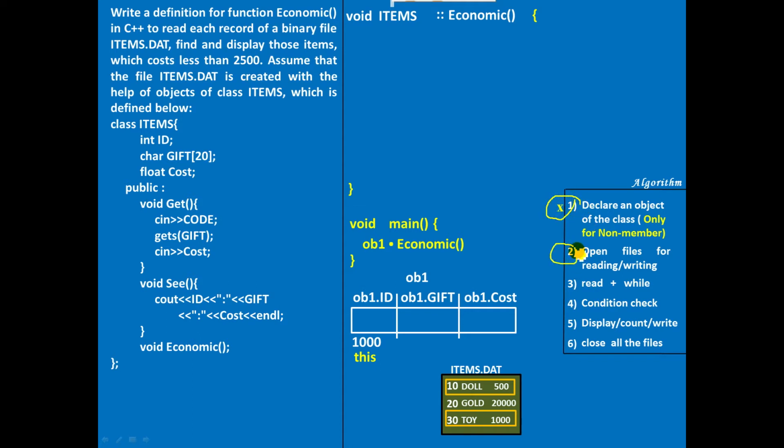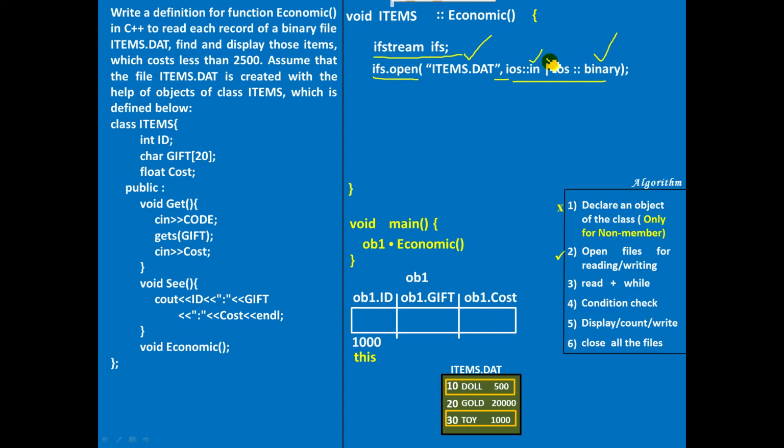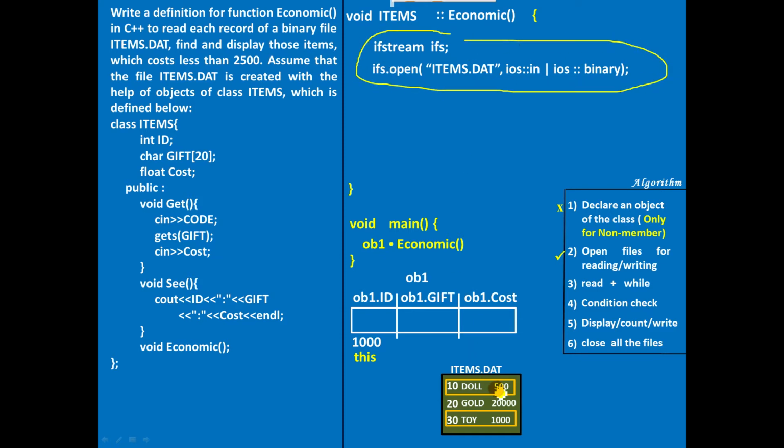Now step 2, as I told you, open the file for reading purpose. Here writing is not there. So I need to open the file for reading purpose. ifstream ifs; ifs.open, two arguments, argument 1 name of the file in double quotes, argument 2 file modes. In means input reading, binary means binary file, and multiple file modes are separated using pipe operator. So when these steps are executed, the file is opened for reading purpose.